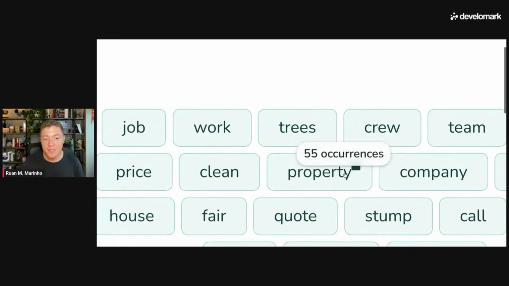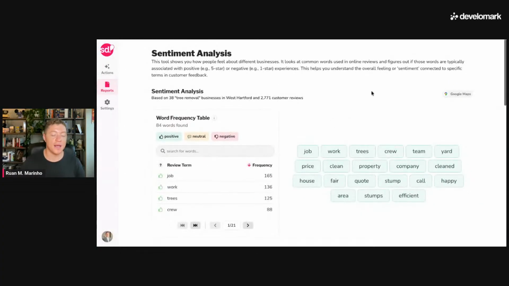So you can probably see a theme here that's going on. People want the job done right. They want the work completed for the trees to get removed using the crew and the team of their choice that leaves them with a clean yard and is properly priced. That is the story that's going on here.